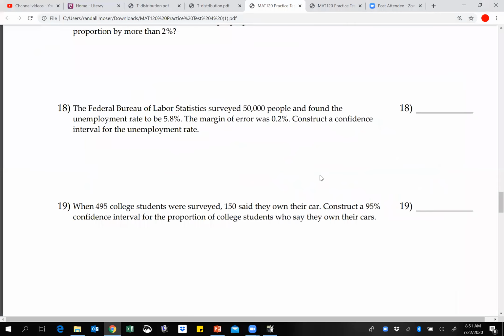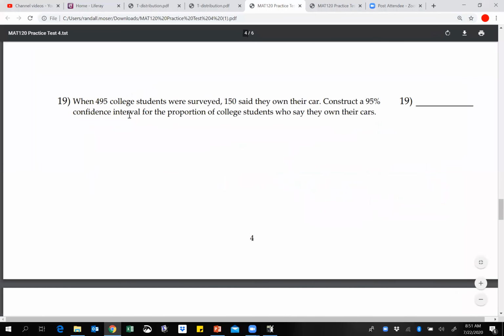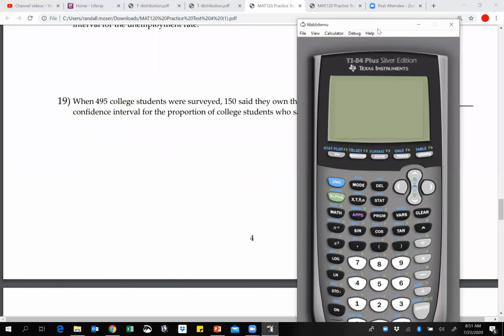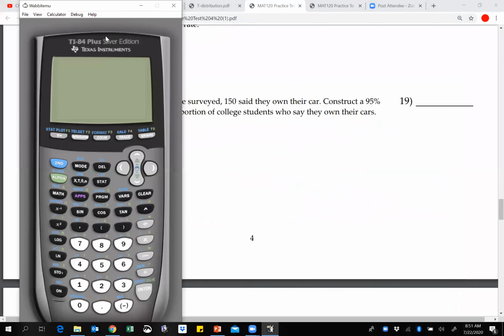Okay. Ones that would be more common would be things like 19, where they give us the sample size. They tell us the X value, the number of people that have that quality, and now they ask for the 95% confidence interval. For that one, it's very straightforward. We have another command for confidence intervals for proportions. That's called the one prop Z interval.